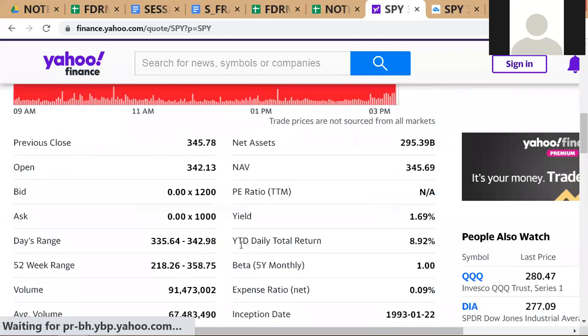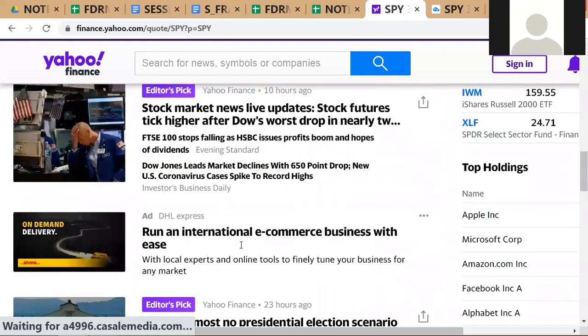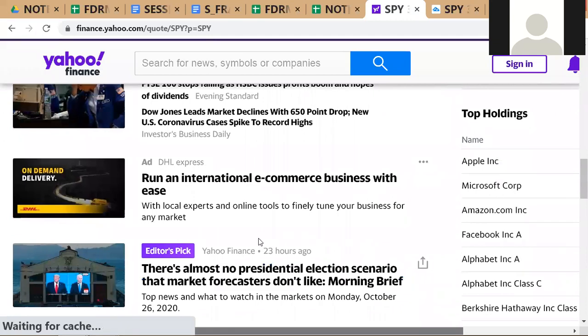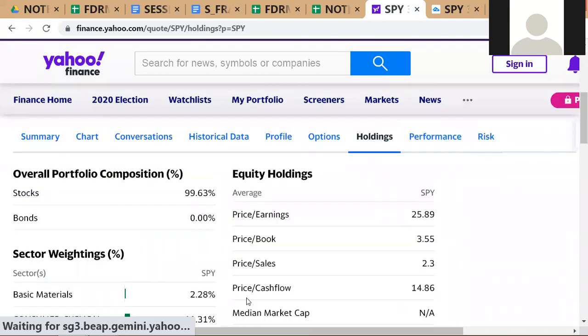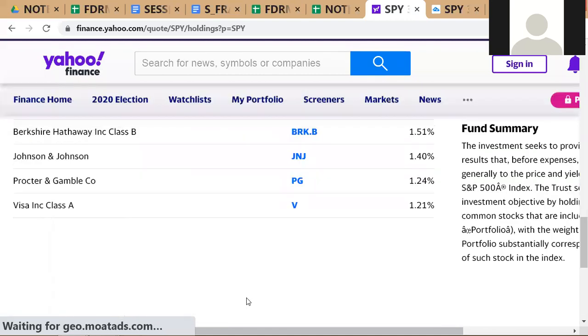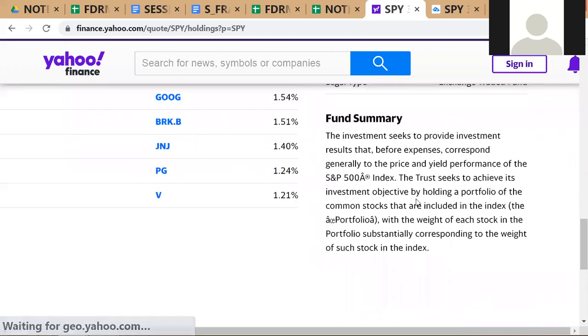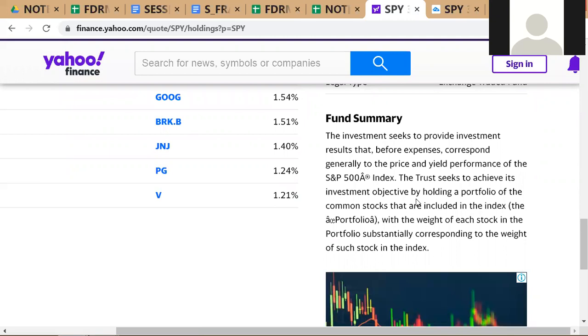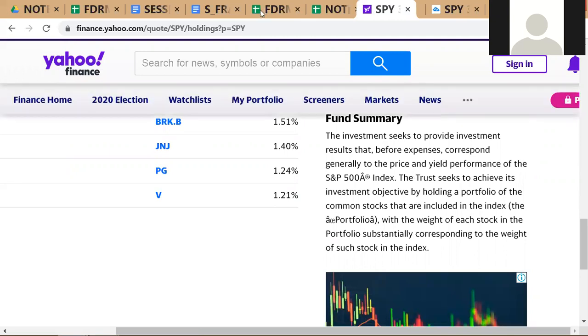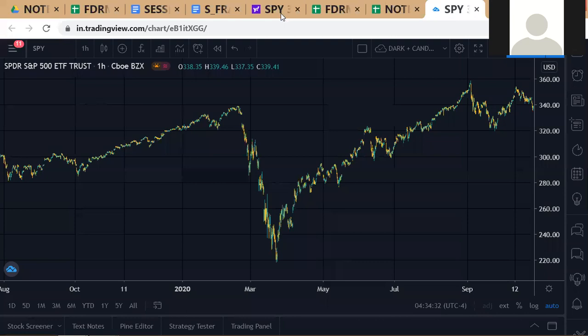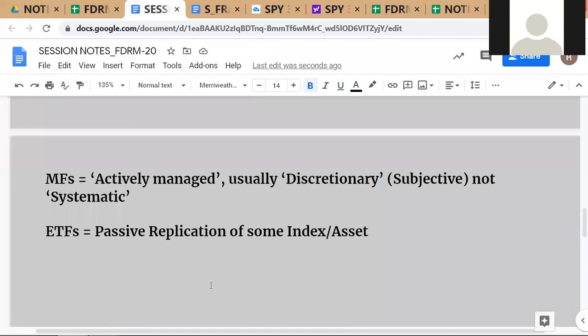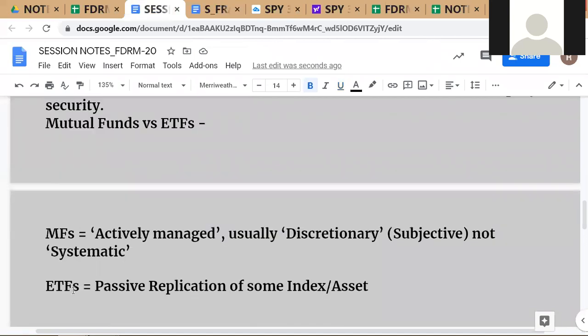So therefore, because the SPY has a mechanical mandate, okay, it has a mechanical mandate, and it has to follow this, deliver this performance equal to the S&P 500. Can you see this from here? Can you get this idea? What I'm trying to show you here, the idea I'm trying to convey right now is this, that mutual funds are actively managed, but ETFs are passive, okay? Passive replication.